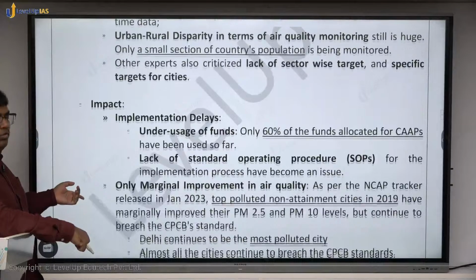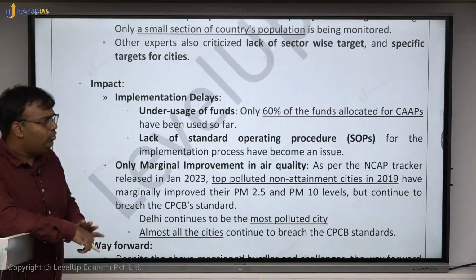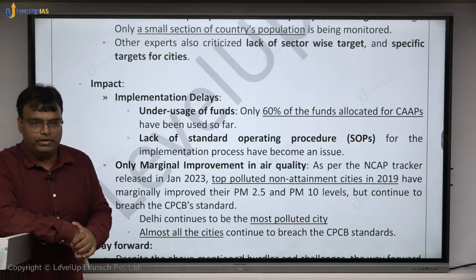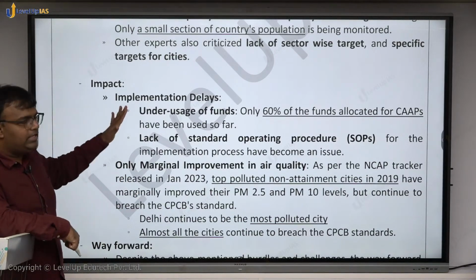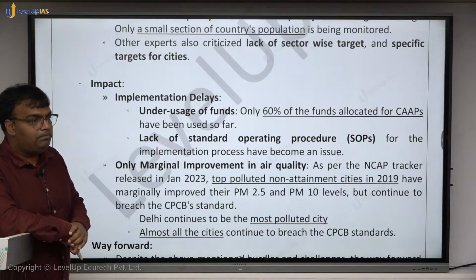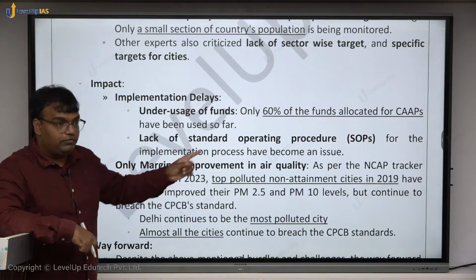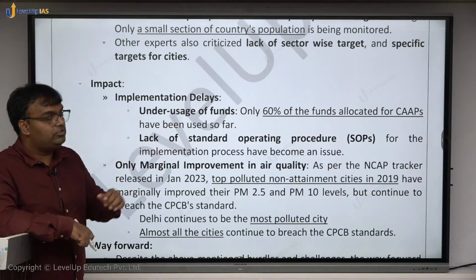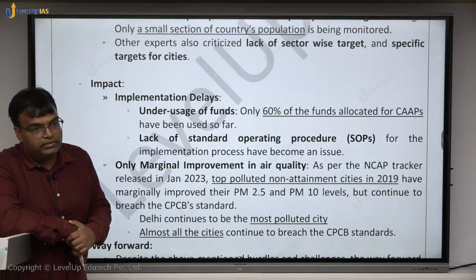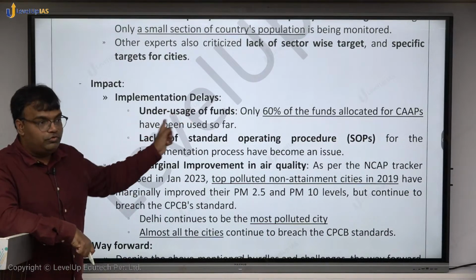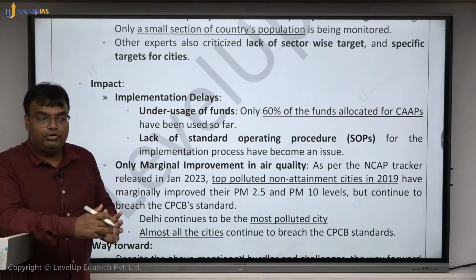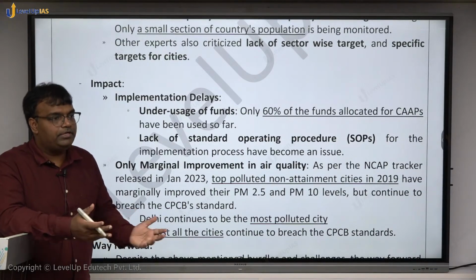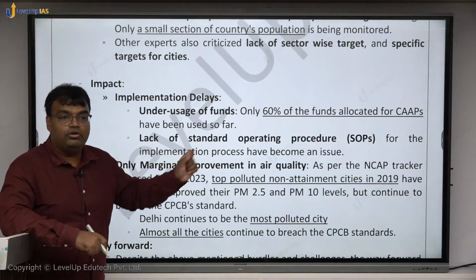So if you want to see the overall impact of NCAP, cities have seen some improvement, but implementation has seen problems. For example, 10,000 crore rupees were allocated for city specific action plans. Do you remember that? Only 60% of the fund has been used, indicating underuse of funds because of red tapeism and everything. Projects are not being implemented in a timely manner. There is lack of standard operating procedure.